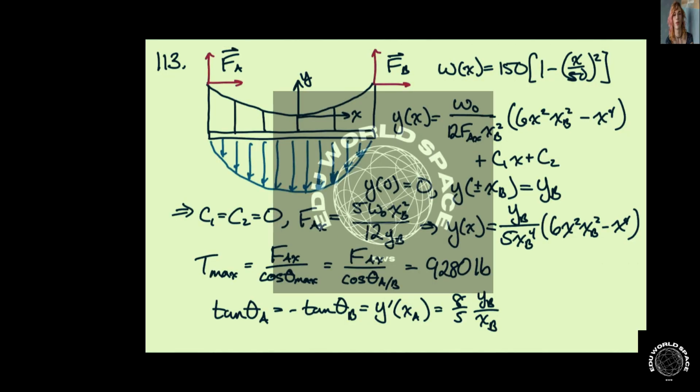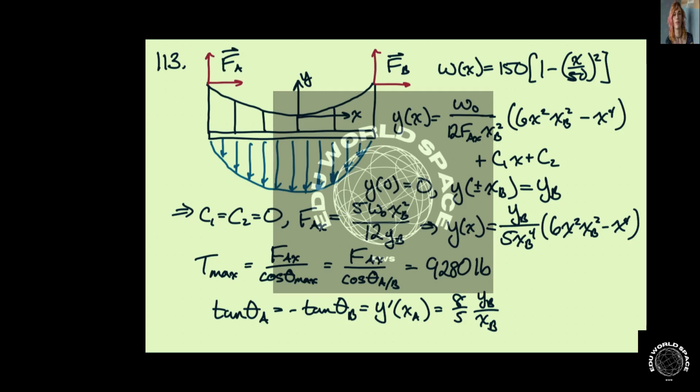In this problem, we have a cable that has a load with a parabolic distribution. So we have a load that varies parabolically with the horizontal coordinate here. And the function is given by this, which is given in the problem.